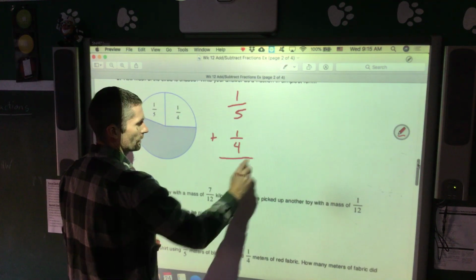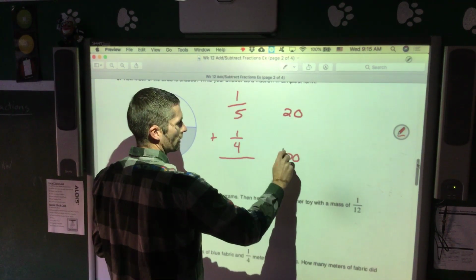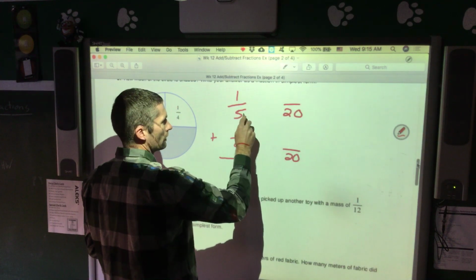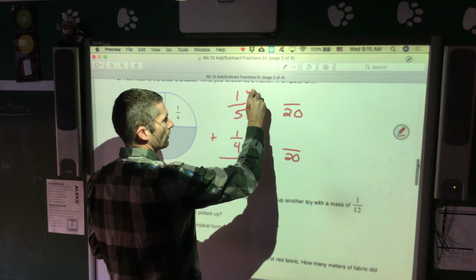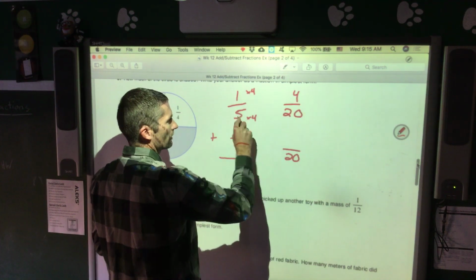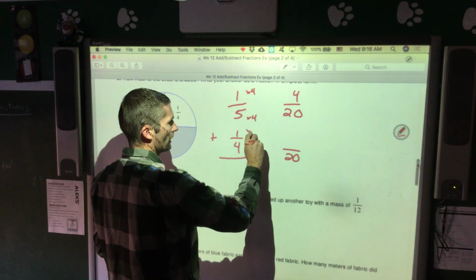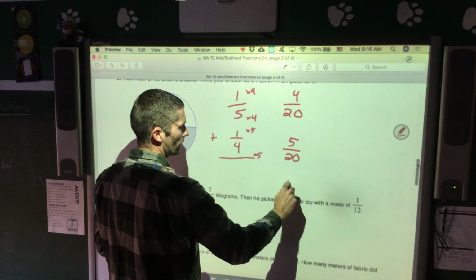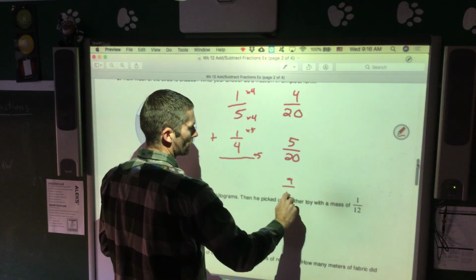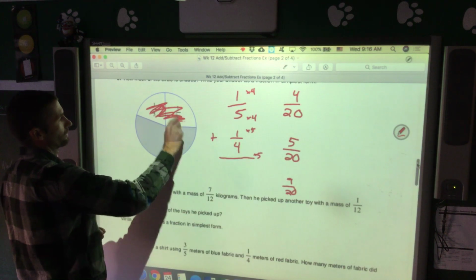I like to write it vertically. Common denominator of 20. So to get from 5 to 20, we do times 4. 1 times 4 is 4 20ths. These are both equivalent. So we get from there to there, we do times 5, times 5, 5 20ths. 4 20ths plus 5 20ths is 9 20ths. Okay, so this up here is all 9 20ths.